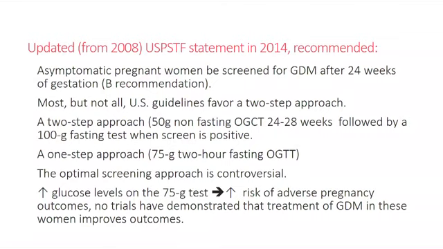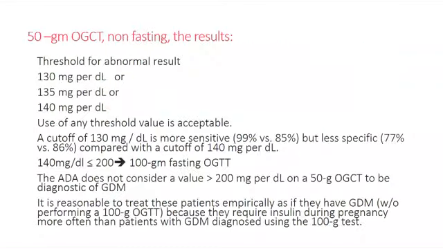And then increased glucose level. If you had one abnormal level, there is risk of adverse pregnancy outcome. And no trials have demonstrated that treatment of GDM in these women improves outcome. But even having one abnormal in the 75 can increase risk of a bad pregnancy outcome.